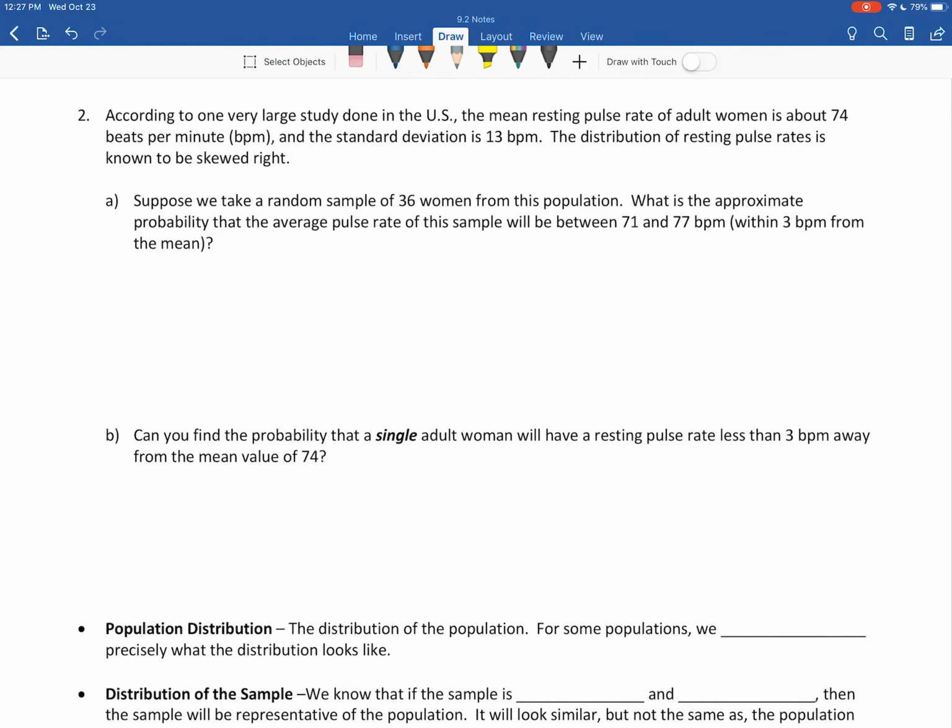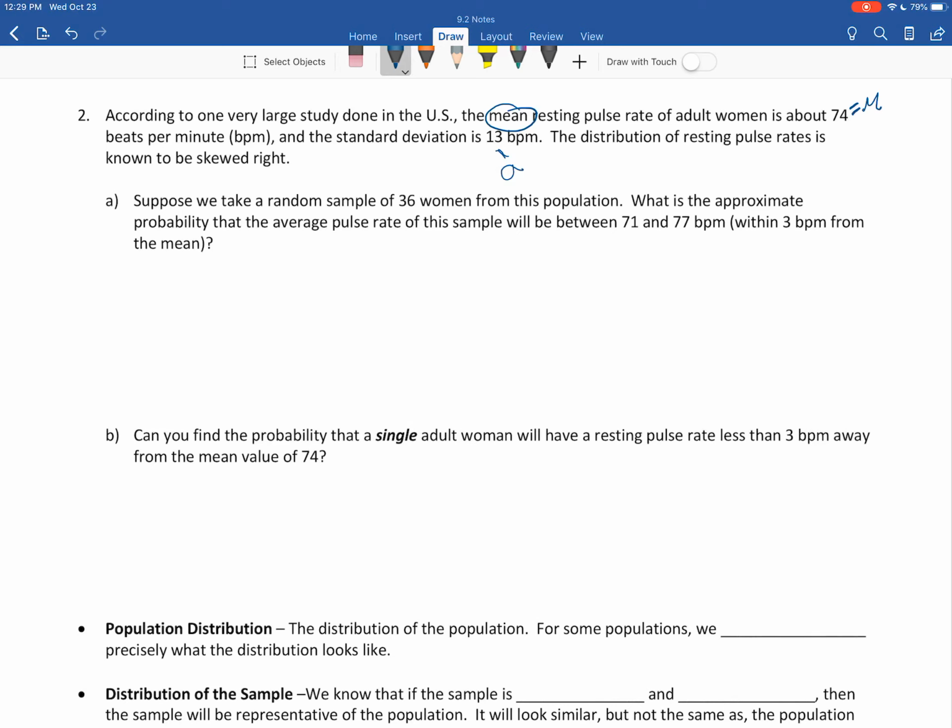Next, we're going to apply the CLT to a distribution where the parent distribution does not begin as being normal. In this example, according to one very large study done in the US, the mean resting pulse rate of adult women is about 74 beats per minute with a standard deviation of 13. So this is about all women. This is my mu, this is my sigma.